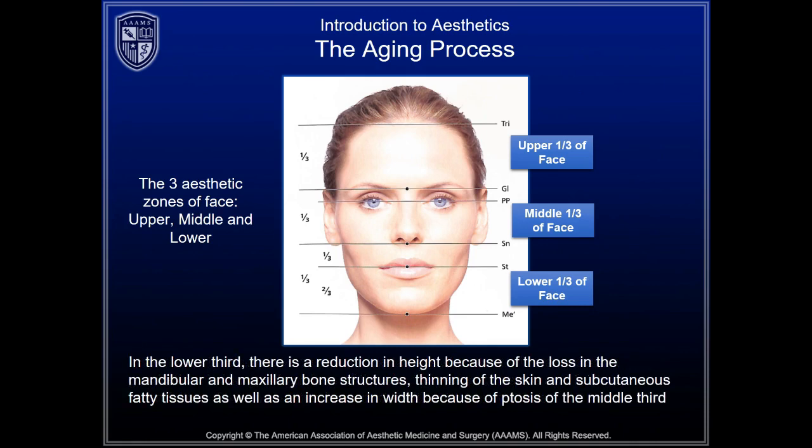In the lower third, there's a reduction in height because of loss of the mandibular and maxillary bone structures and thinning of the skin and subcutaneous fat tissues, as well as an increase in the width because of the ptosis of the middle third of the face.